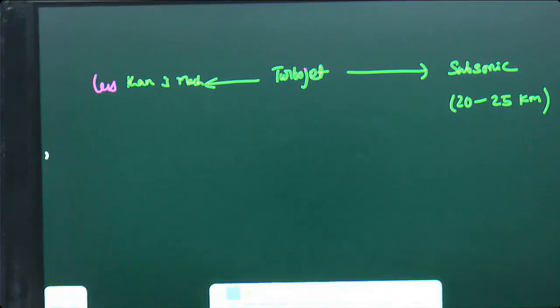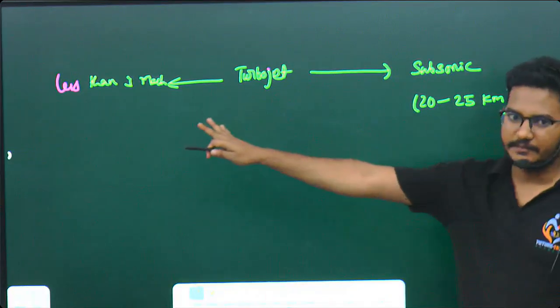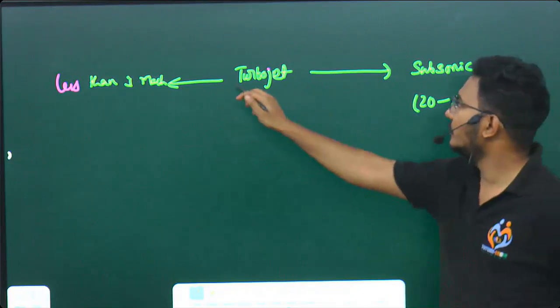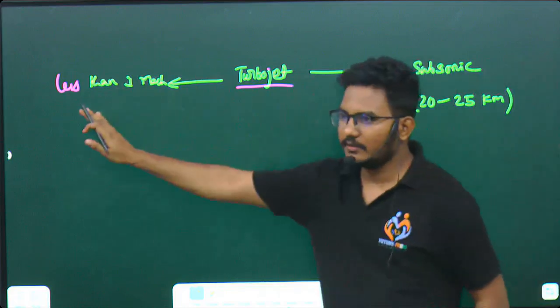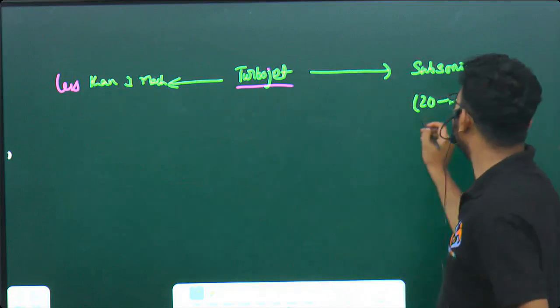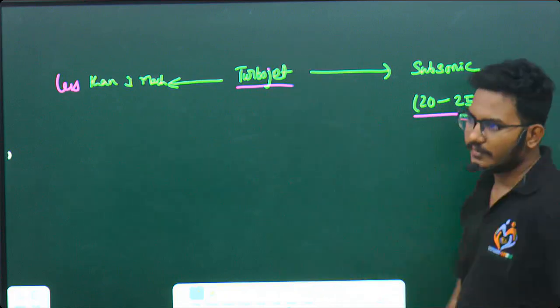Okay, enough. See, first type is turbojet. Turbojet is less than 1 Mach, and this is subsonic. Generally, it will travel at an altitude of 20 to 25 kilometers.